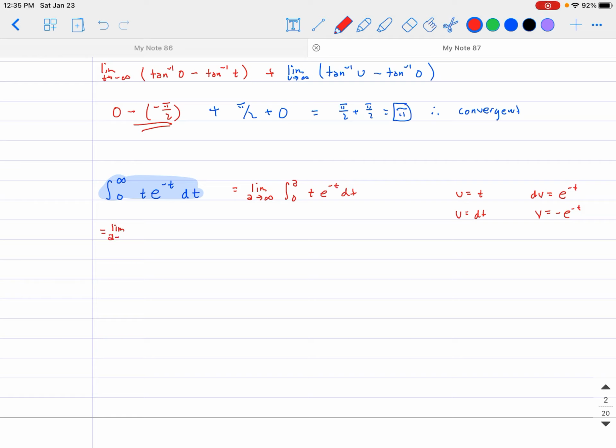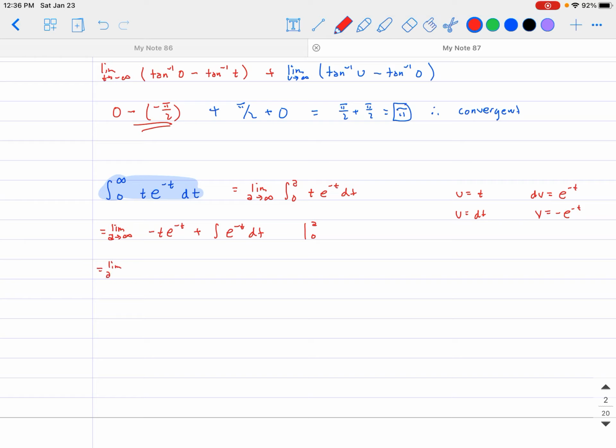Limit as a approaches infinity. Let's see, the first part is going to be negative t e to the negative t, and then we have plus the integral of e to the negative t dt. Okay, so hopefully I did everything correctly there. And we'll deal with the boundaries in a little bit. Let's see, it's supposed to be from 0 to a. We're going to finish the integration part first, okay?